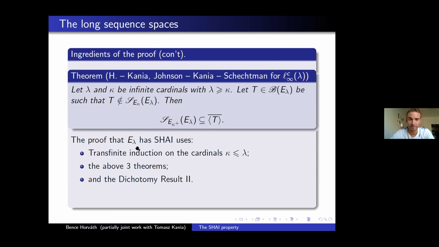So we eventually would like to show that E lambda has the Psi property, and this will use these three results that I mentioned before, plus this dichotomy result and transfinite induction.